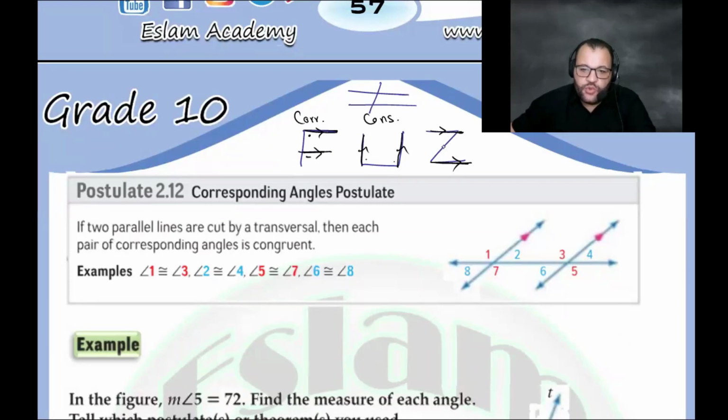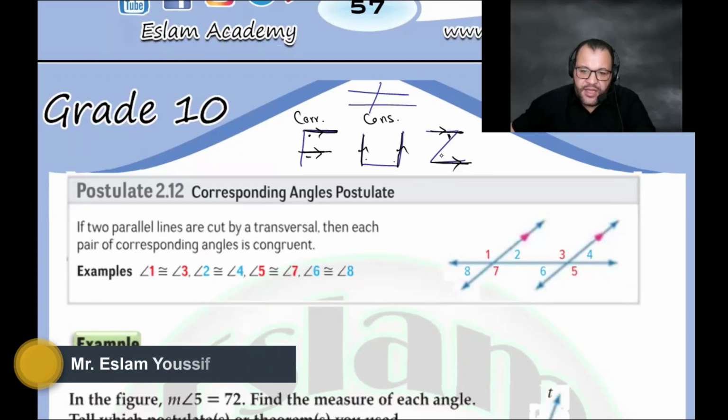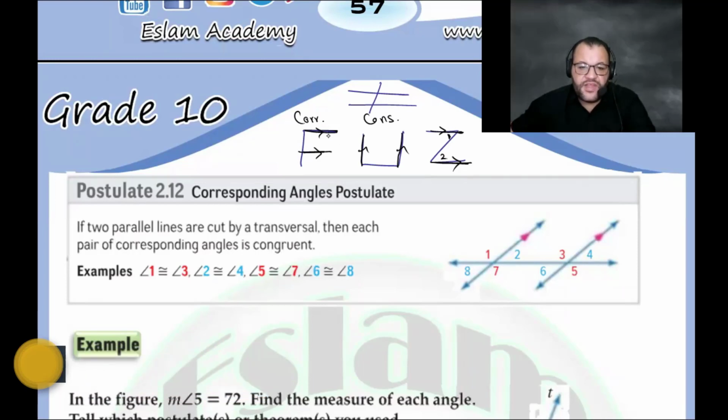Now we have two parallel lines, with an angle at the left and an angle at the right. So what is the relation that we have now? Alternate, even if the two angles are interior or exterior. What you will find is that the corresponding angles are equal in measure, the consecutive angles are supplementary, and the alternate angles are equal in measure.